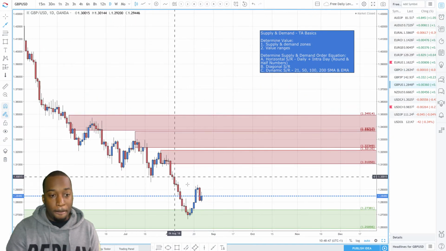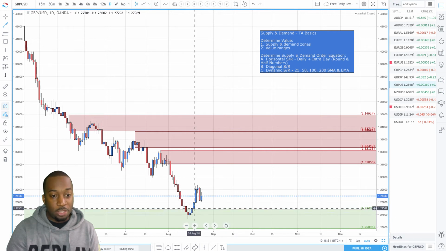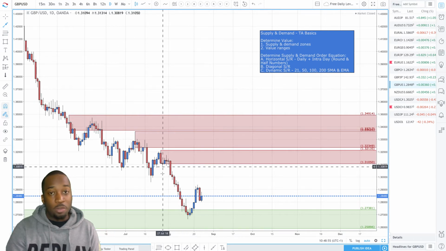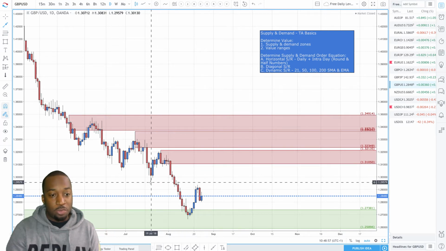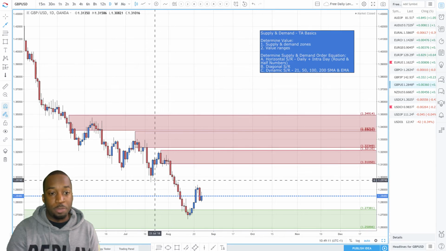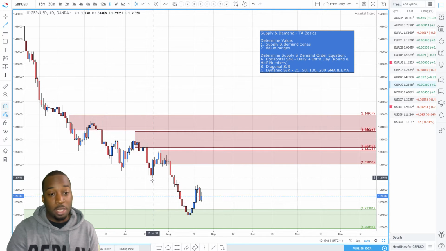So again, prices have reacted to this demand zone. And again, this is probably just profit taking. With the pound, a bit of sentiment analysis. You've got Brexit coming up, a lot of uncertainty around the pound. So even though the fundamental analysis is neutral, slight bullish from a fundamental perspective, just from a sentiment perspective, I'm personally not buying the pound.